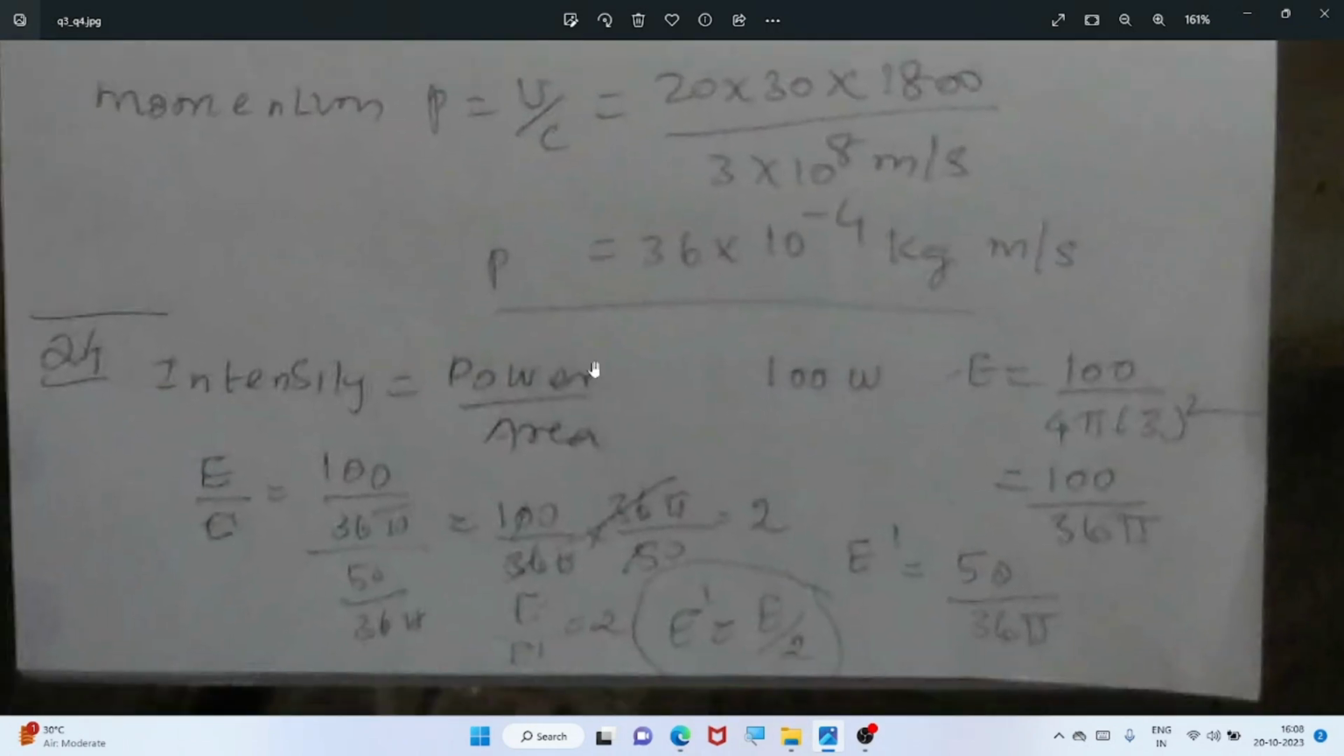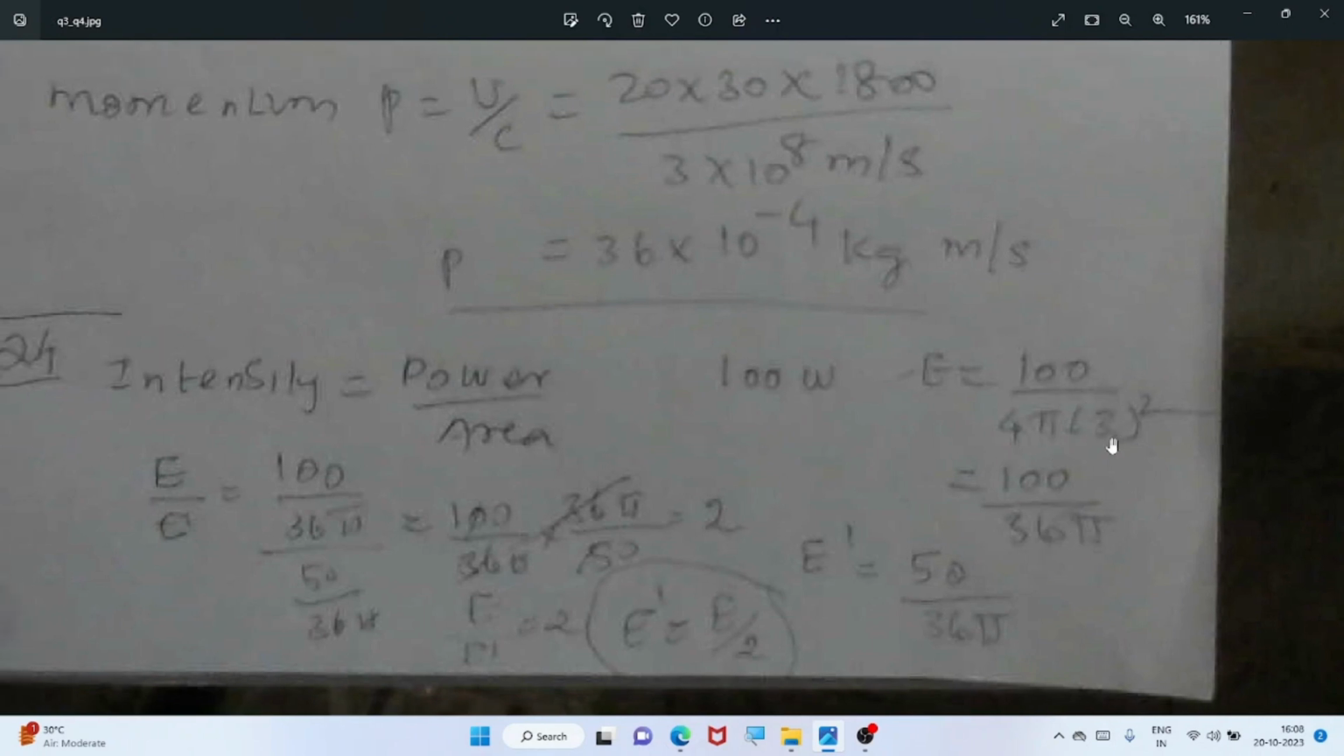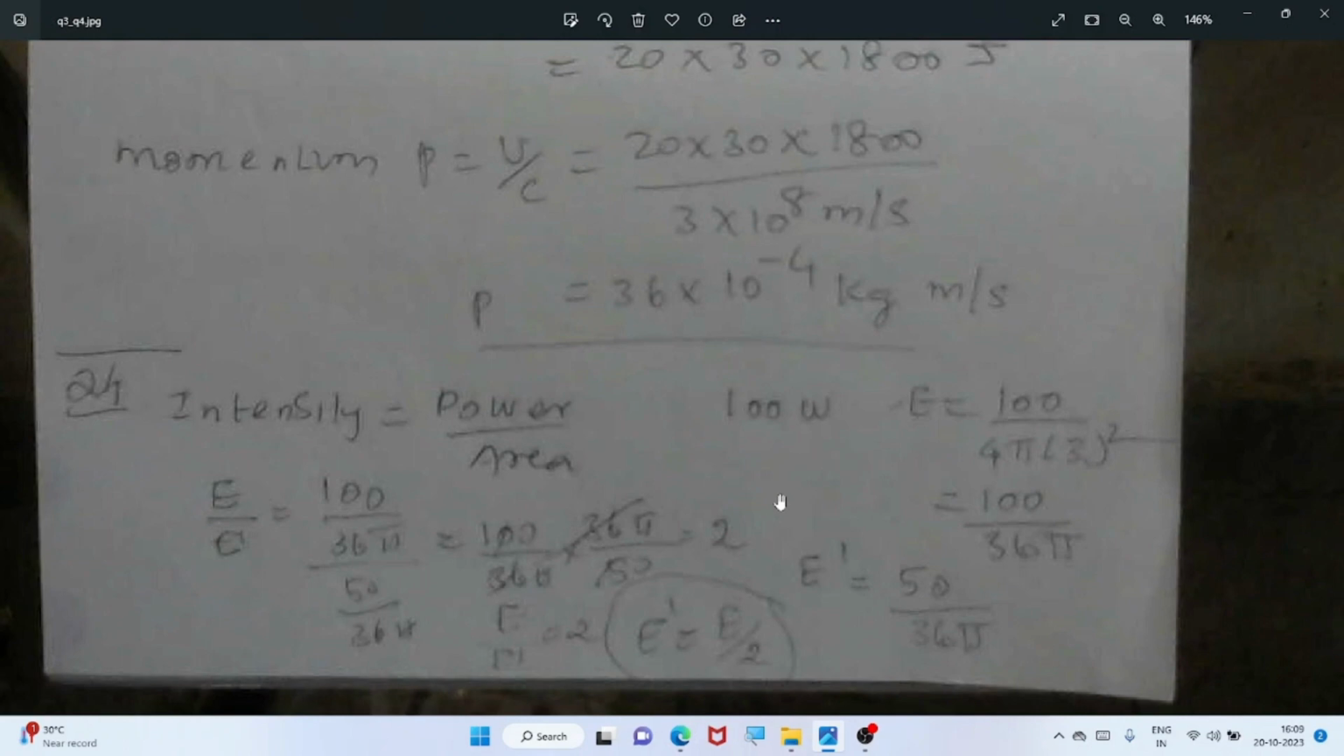Intensity is equal to power divided by the area. So the area is 4 pi r square at 3-meter distance. 4 pi r square is 4 pi times 9, so this is 36 pi. 100 divided by 36 pi. For 50 watt, it equals 50 divided by 36 pi. So the new energy will be half of the old energy, that is the 100 watts bulb energy. 50 watts will be half of that.